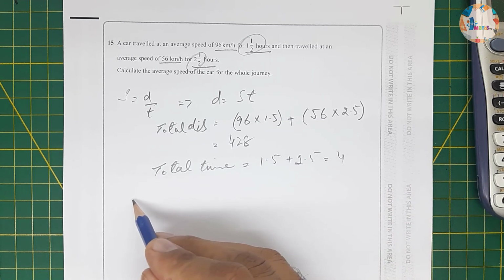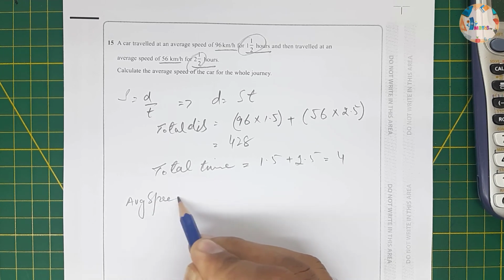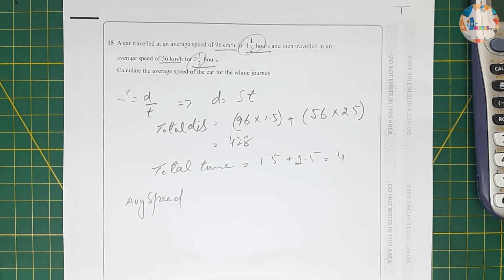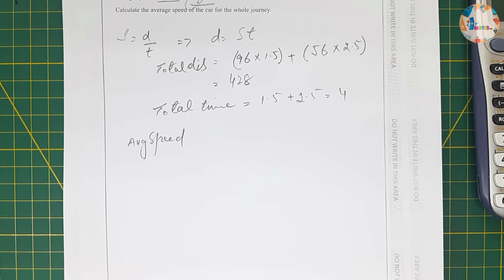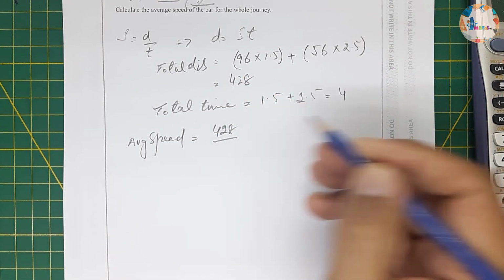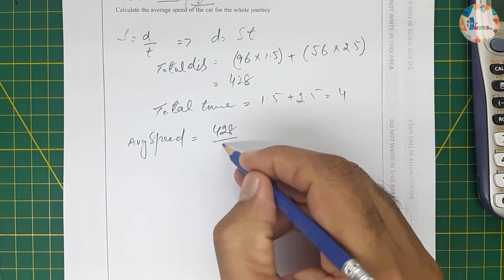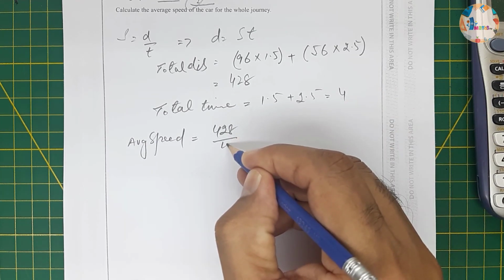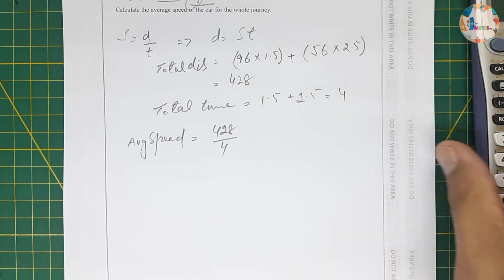So now we can find the average speed. So average speed will be equal to total distance divided by total time, and total distance is 428 divided by 4.